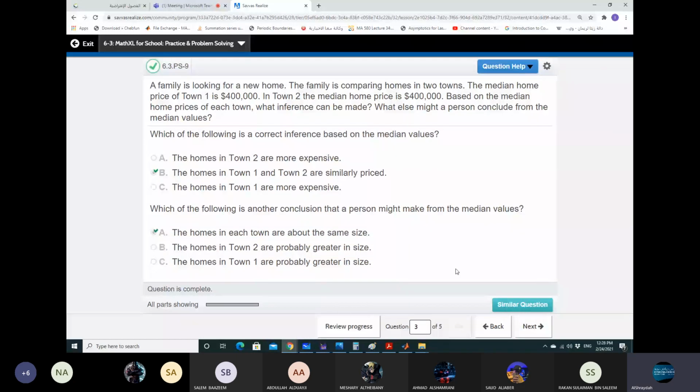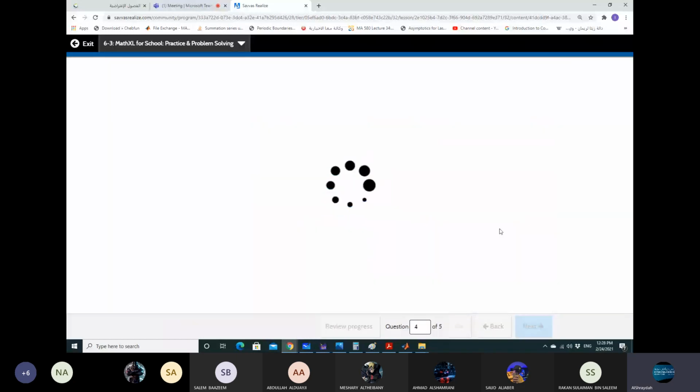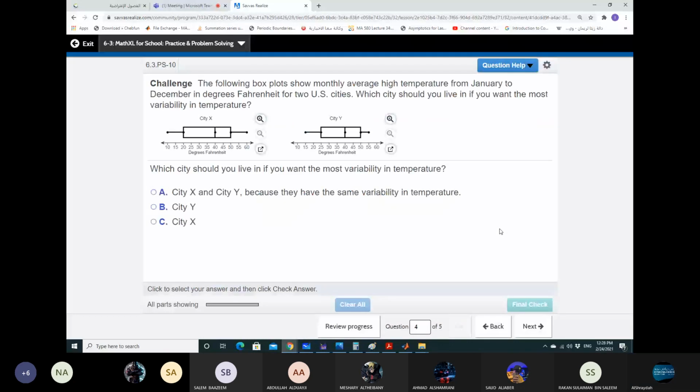Okay, what about question 4? Who can read? Faris, what do you think? Can you read and answer? Challenge. The following box plots show monthly average high temperatures from January to December in degrees Fahrenheit for two U.S. cities. If you want the most variability in temperature, which city should you live in?